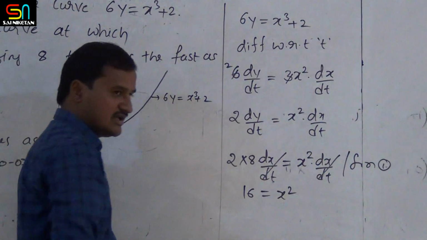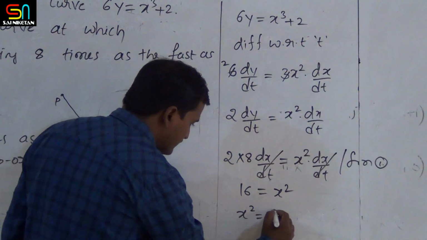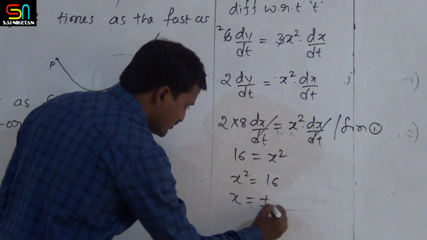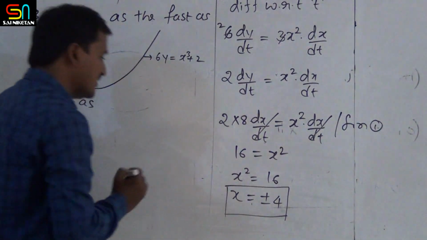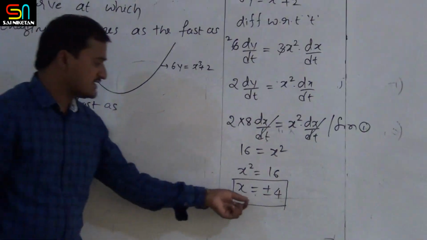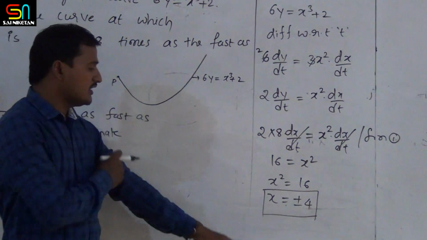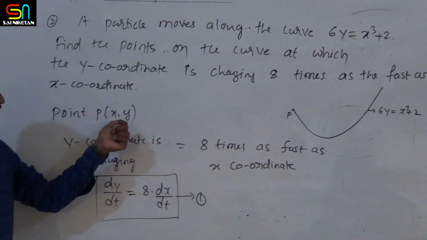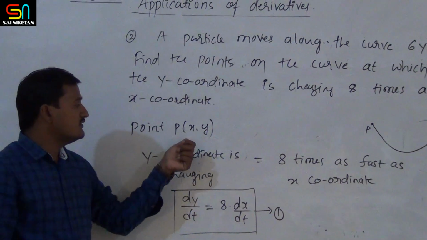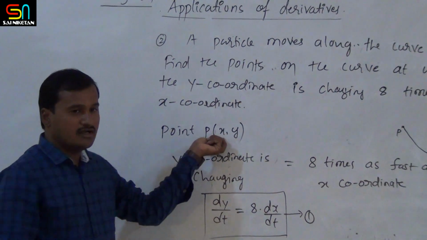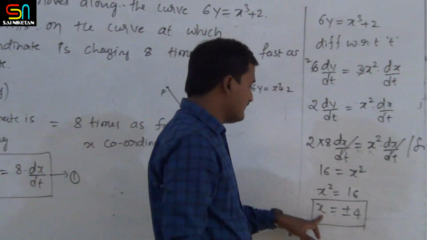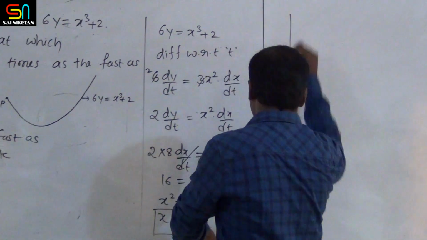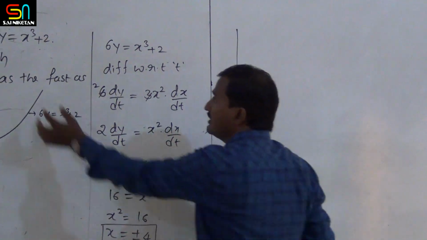16 is equal to how much? x square, or x square is equal to 16, or what is the value of x? x is equal to plus or minus 4. So clearly you are getting the value of x equal to plus or minus 4. Now we have to find the coordinate of point P. First we should substitute the value of x equal to 4. Later we have to substitute the value of x equal to minus 4 to get the point P of x comma y. To get the value of y, I have to substitute this value in this equation.